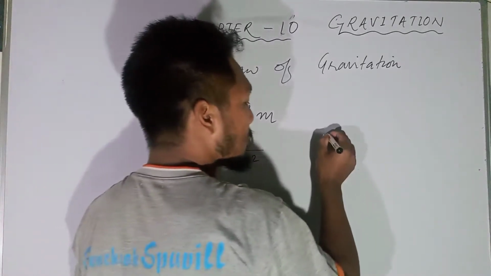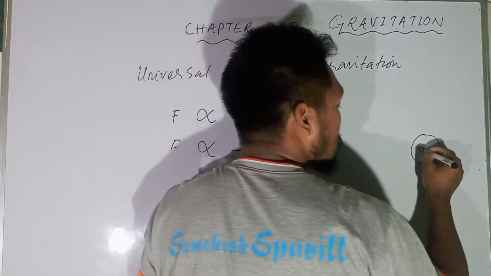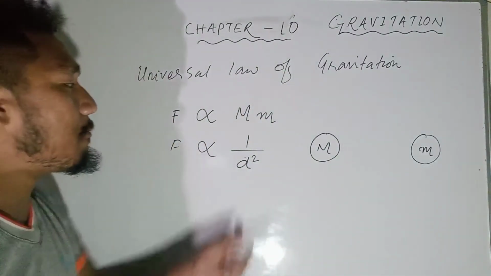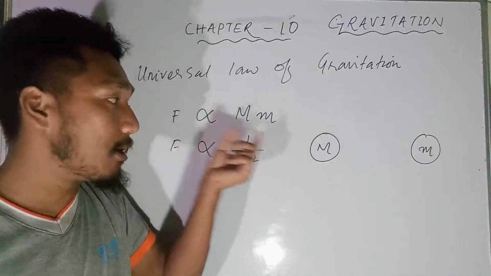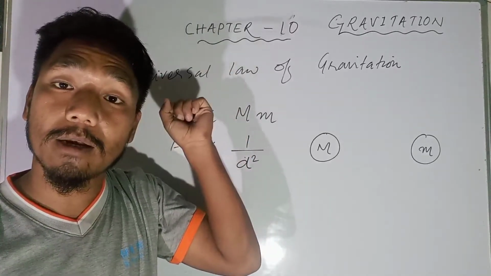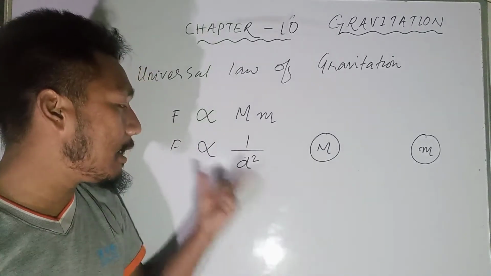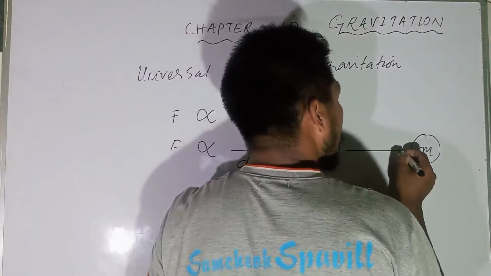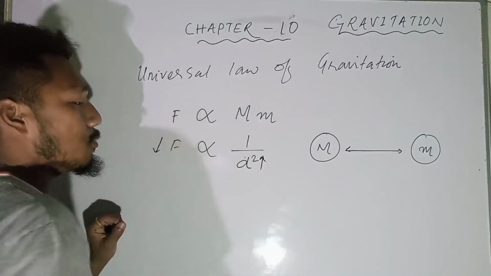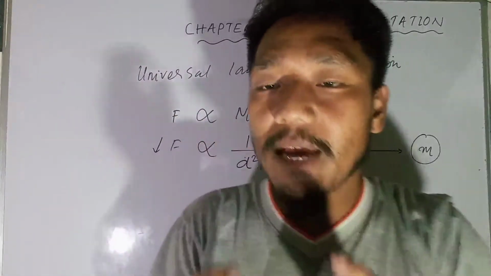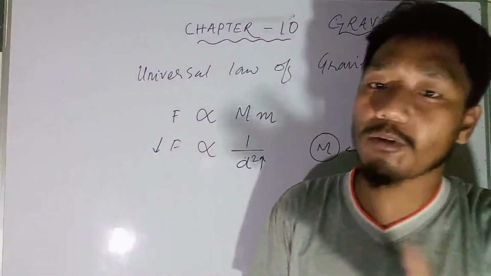You see, if this is an object of mass M and this is another object of mass M, then if the product of these two masses increases, their force also will increase. But if the distance becomes far and far, if the distance increases, their force will reduce.